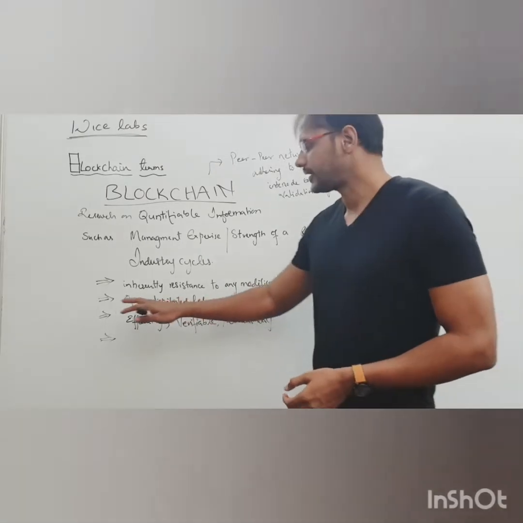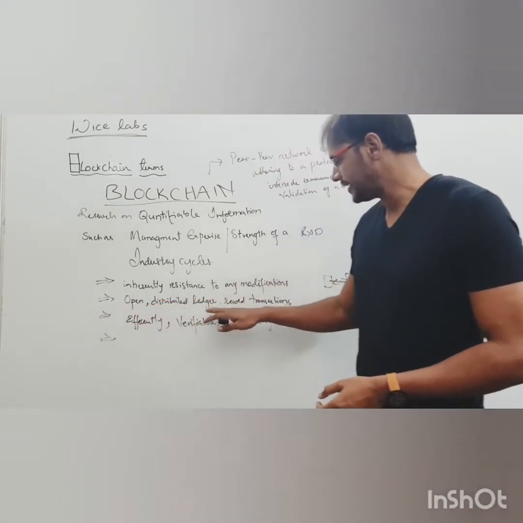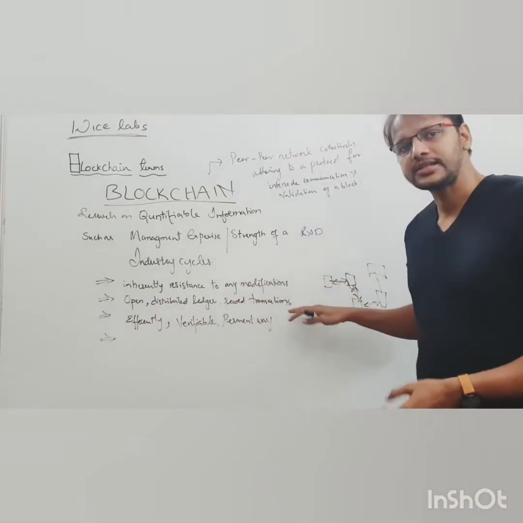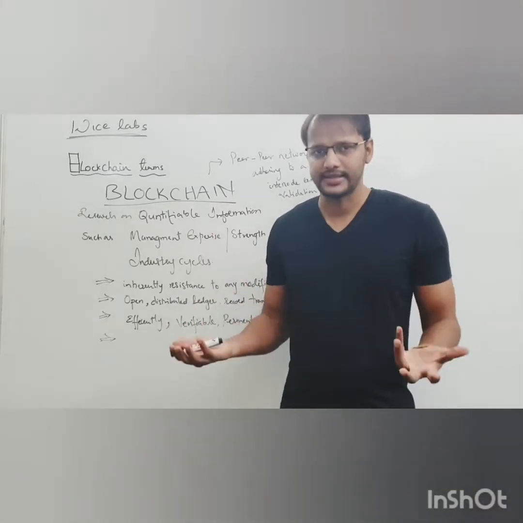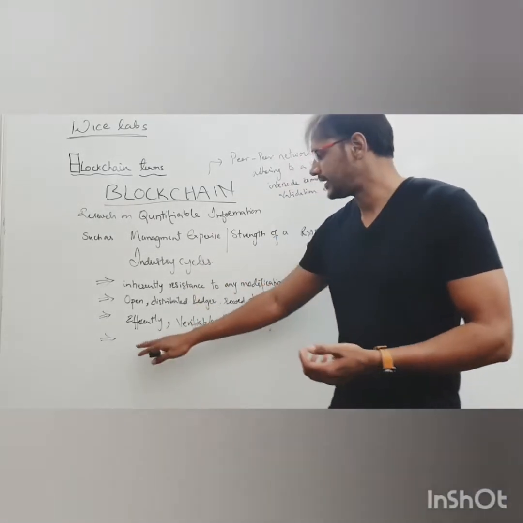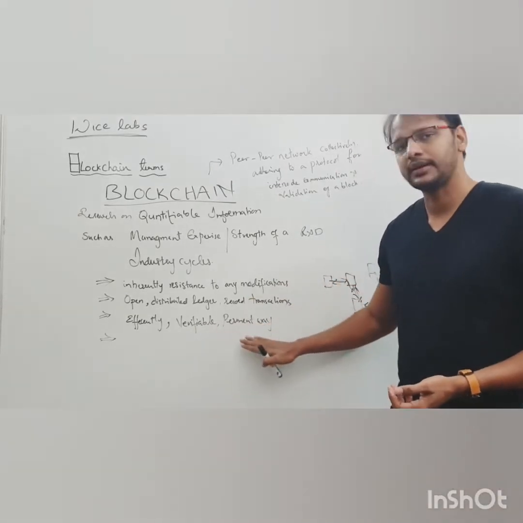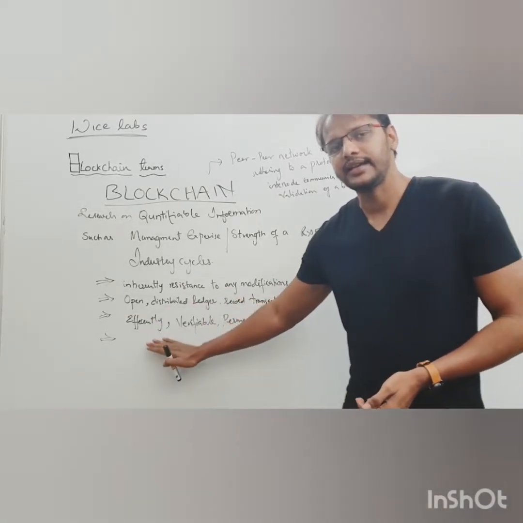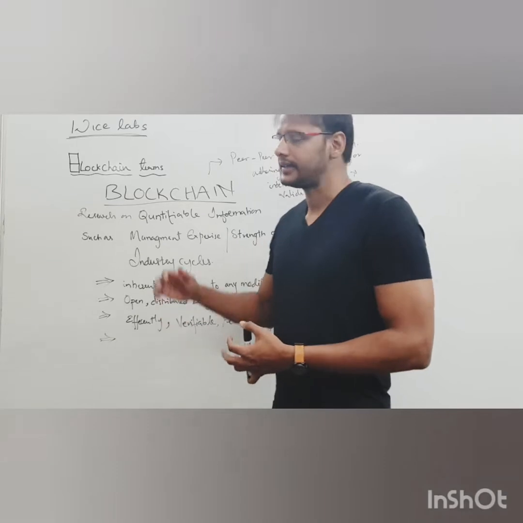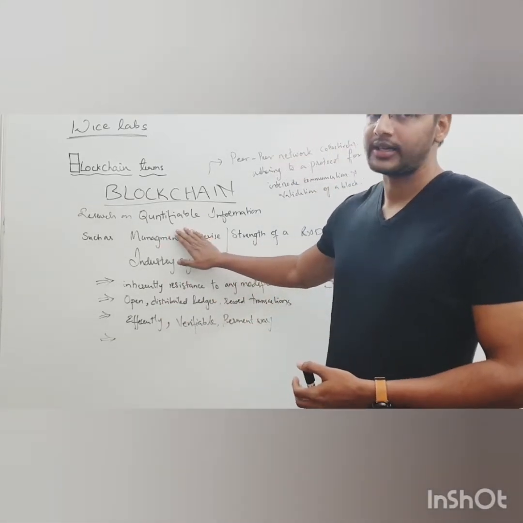It can also be defined as an open distributed ledger to record transactions between two parties, which is done in an effectively verifiable and permanent way. So those are the properties of blockchain, and that is the definition of the blockchain in the theoretical and the technical way.